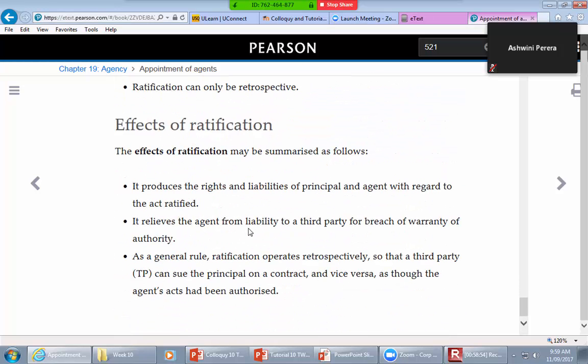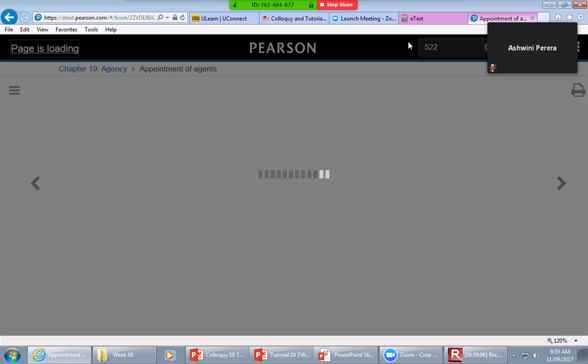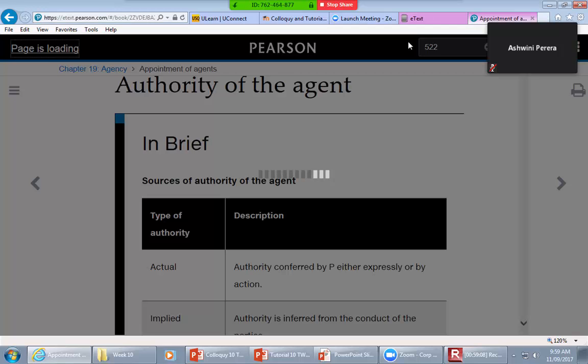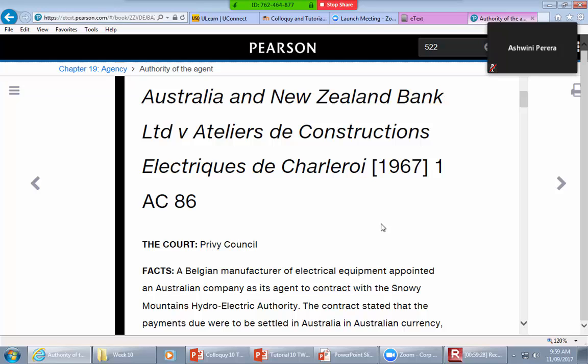That's all right. Let's continue to the authority of the agent on page 422. We start with Australia and New Zealand Bank, which is ANZ, and Ateliers de Construction Électrique de Charleroi, which is French. Okay, let's see what's going on in this case.